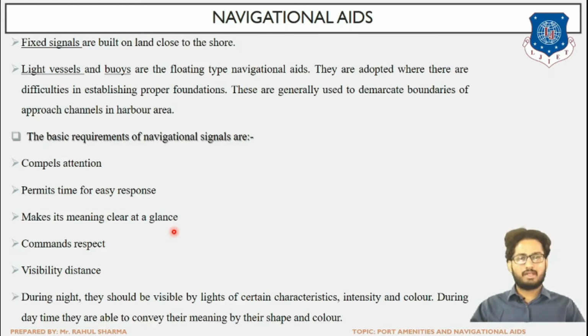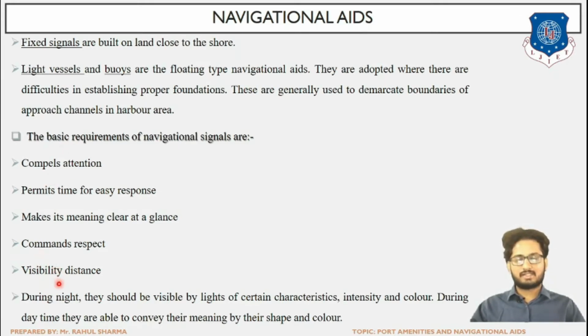So they should not give such an idea that it creates confusion for the navigator. Commands the respect, that is it should be in such a manner that the navigator does specifically follow the meaning which it is conveying. It should not be in such a way that it has been placed but no one is following whatever the meaning it is representing to the navigator. Visibility distance, that is it should be clearly visible and should not be in such a way that one is not able to get a clear idea regarding its appearance.